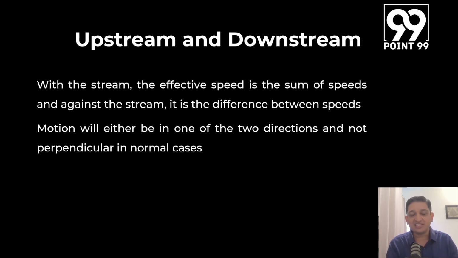Speaking about against the stream, whenever someone is traveling against the stream, the effective speed or the relative speed is going to be the difference between the speed of the object and that of the stream.